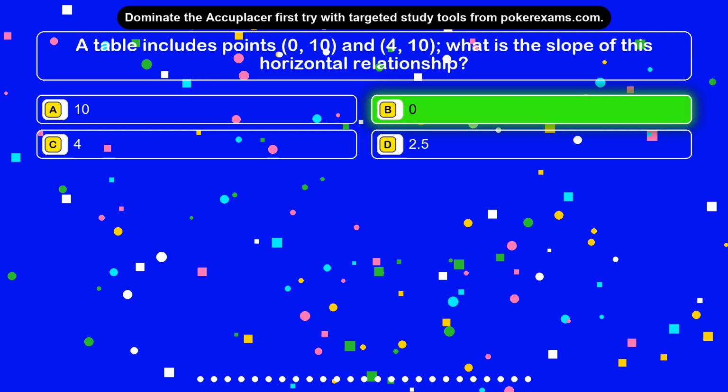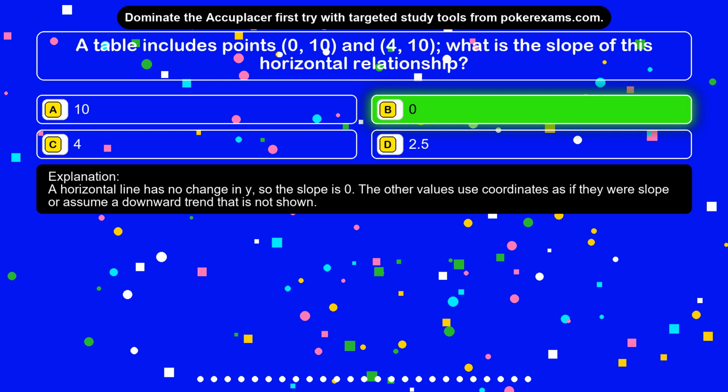The correct answer is option B, 0. A horizontal line has no change in y, so the slope is 0. The other values use coordinates as if they were slope or assume a downward trend that is not shown.